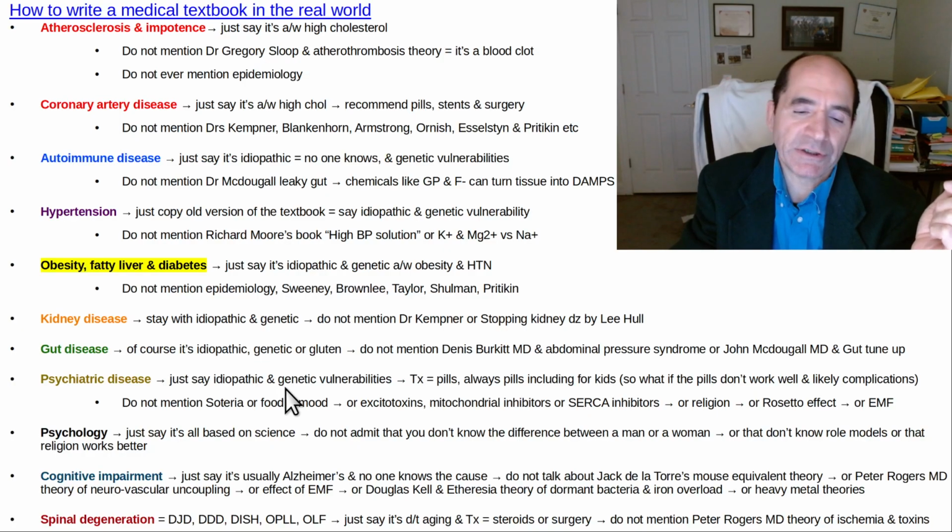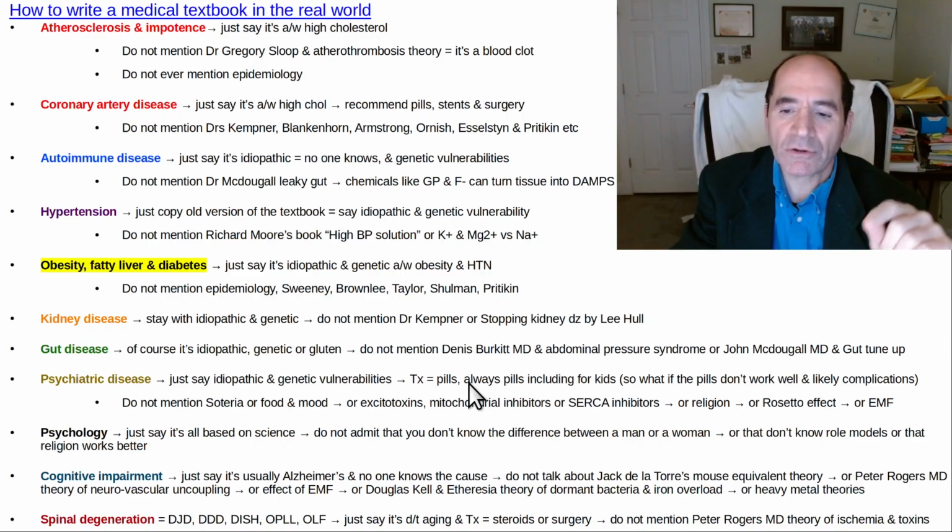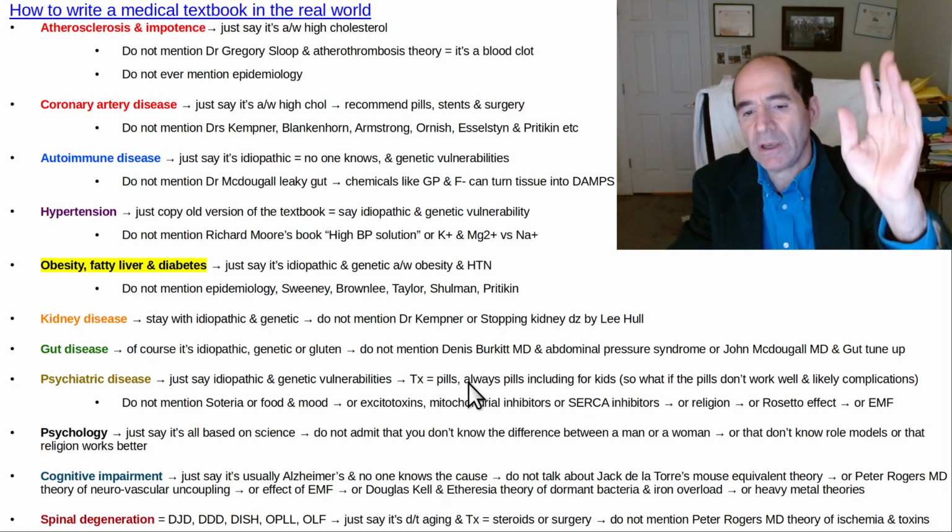Again, they'll just say it's idiopathic, and then always pills, and more pills. And when the patient has a side effect, give them a pill for that. And when it's a kid, just give them more pills. So what if it causes long-term complications in these poor kids? Who cares about them? They're not your kids, and who cares?